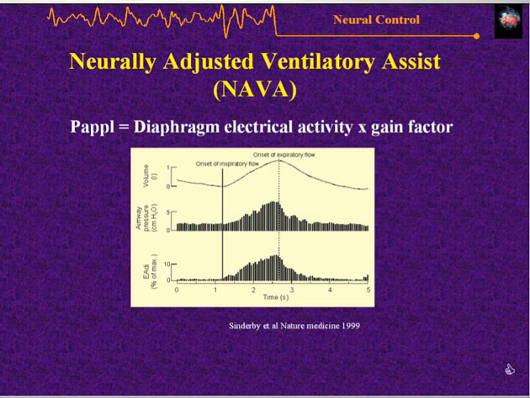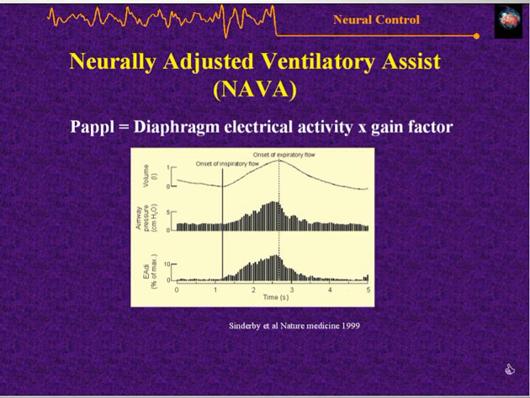Now, I mentioned at the very beginning of the talk that it's not just the timing that's important, but also the level of assist responding to the patient's demand. And that's where neurally adjusted ventilatory assist, or what we call NAVA, comes in. NAVA is simply a mode of ventilation where the assist is applied directly in proportion to the diaphragm electrical activity.